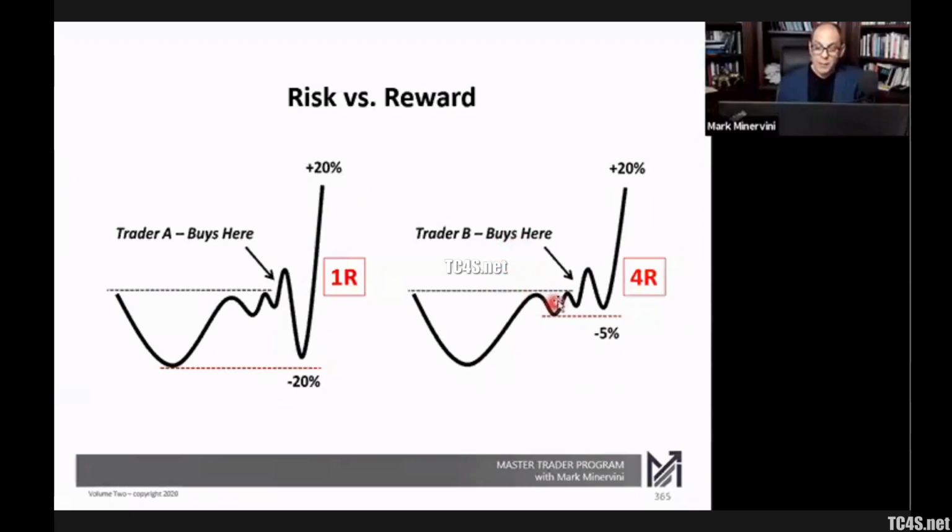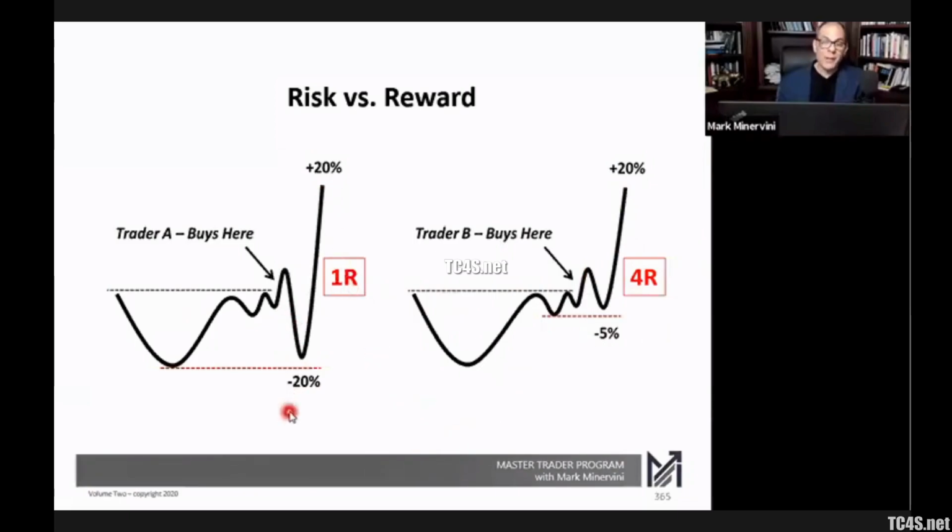Now, trader B buys at the same point, only this stock comes down 4 or 5%, so he's risking 4 or 5%. Stock turns around, moves up, nails down a profit at 20%. That's 4 times the 5% stop. So that's a 4R trade. Now, if these 2 traders are 50% correct over time, which trader do you want to bet on? The one that's getting 4 to 1 on his money, or the one that's getting 1 to 1 on his money?